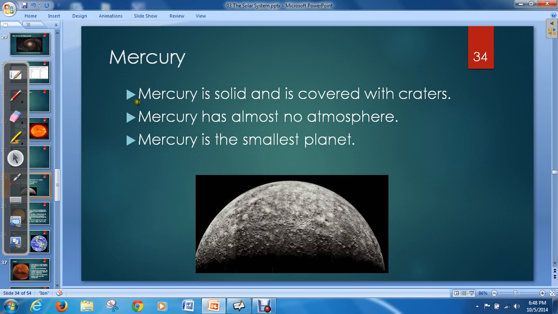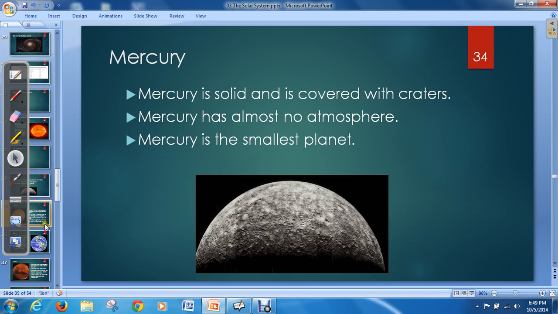And so if we look at each one of these features, it's very solid and covered with craters, mostly because sometime early in the formation of this solar system, as a lot of material was flowing into the sun, a lot of it was bumping into Mercury on its way in, which is why it's covered so much with craters. It has no atmosphere because it's just so close to the sun, anything would just kind of vaporize. And it's just small just because of where it's at.